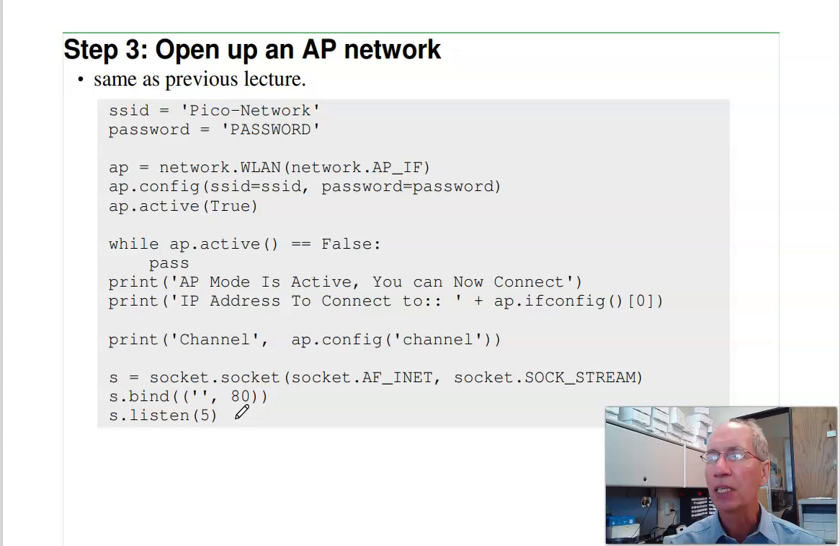The next step is in the main routine, I need to open up a Wi-Fi network in AP mode. So here's the ID and password of the network. This opens up an AP network, waits until the network is active. This will tell you the web address you need to connect to, open up a socket, and lock that socket. And this allows up to 5 different clients to connect to you.